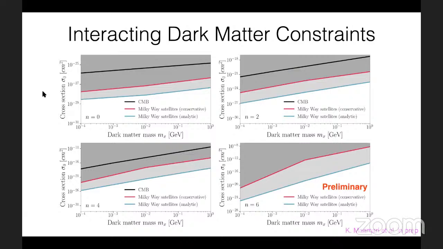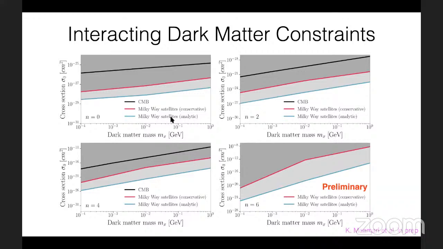And I should just say there's really exciting work going on to generalize these constraints. The model that I showed you before was this velocity independent scattering model, or in the context of this slide, the n equals 0 case. Here n is the power law index of the velocity dependence of this dark matter proton interaction.